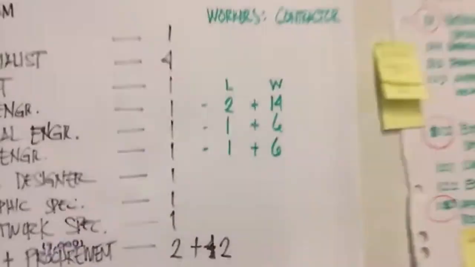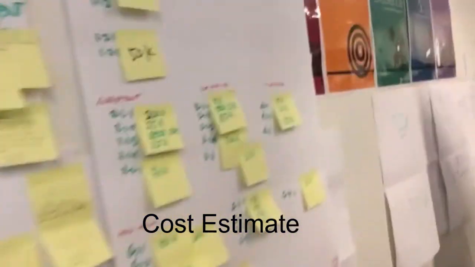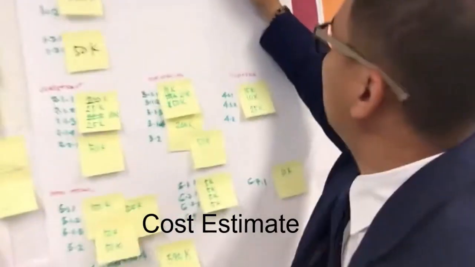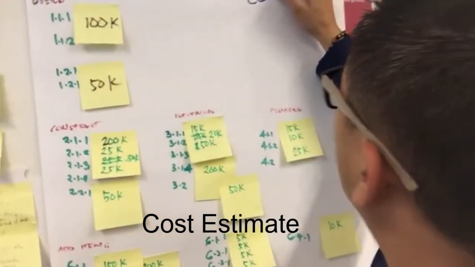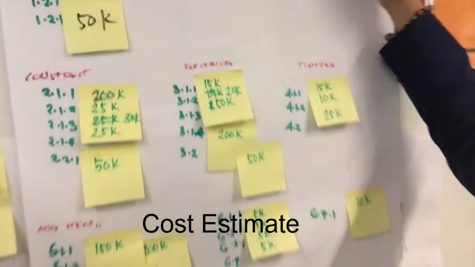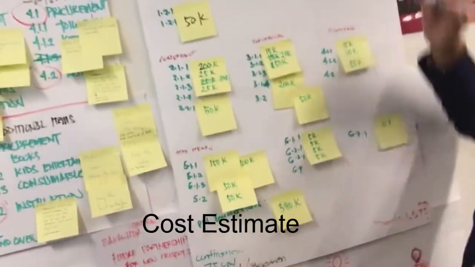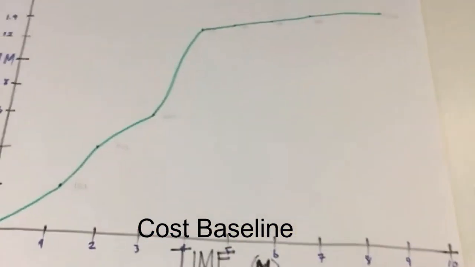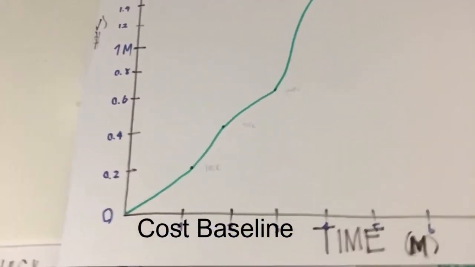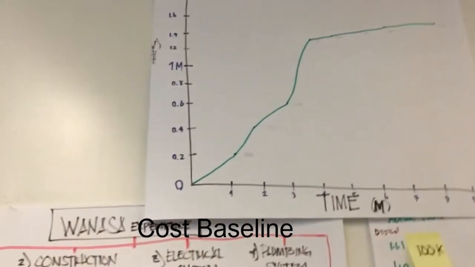So you did now. This is the course. This is a breakdown for the course. This is a breakdown for each activity. Fine. So this cost estimate, and from the cost estimate, you develop the cost baseline. Great.